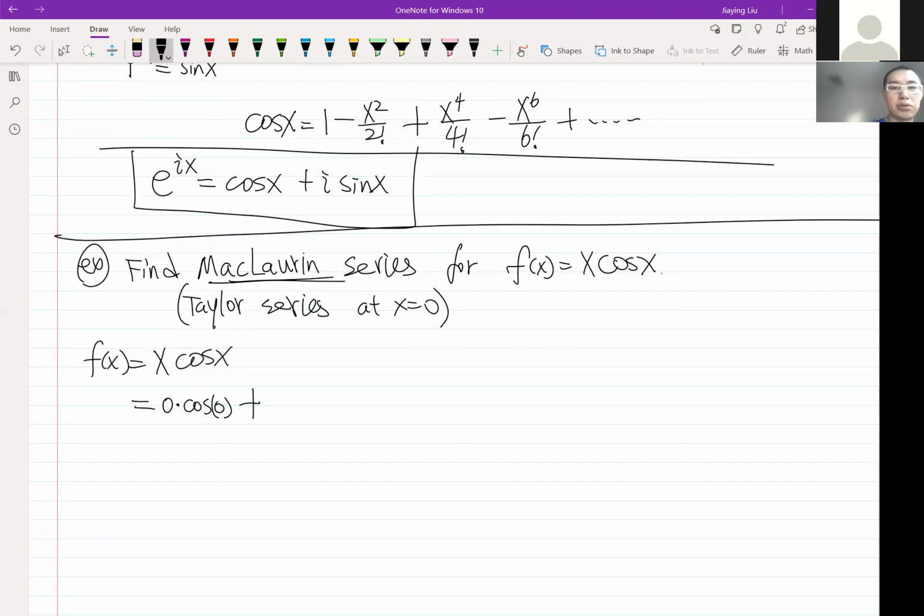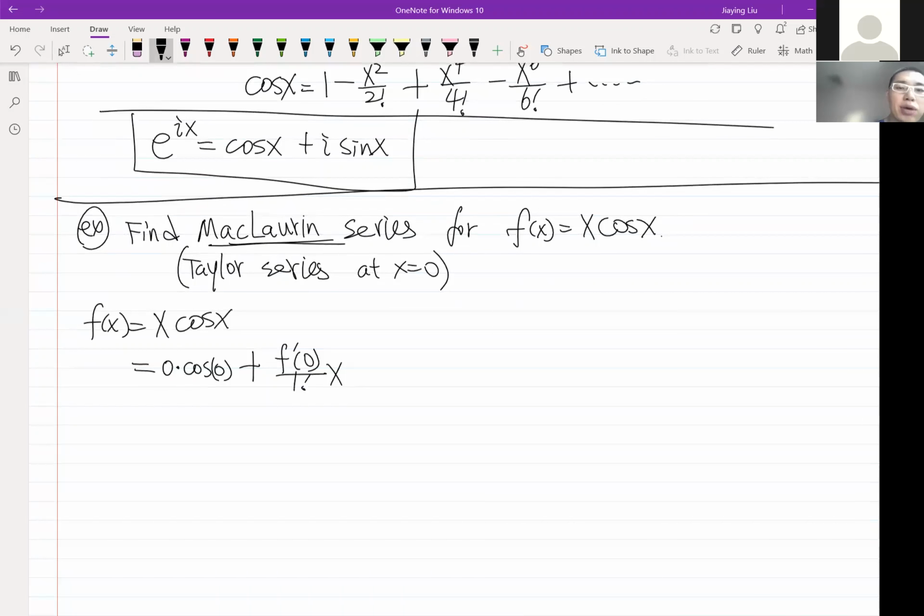Plus the second term will be the derivative of f evaluated at 0. So I'm going to write down this, but I'm going to erase it. This is f prime of 0 divided by 1 factorial times x. That's the second term. But I need to know what f prime of 0 is.